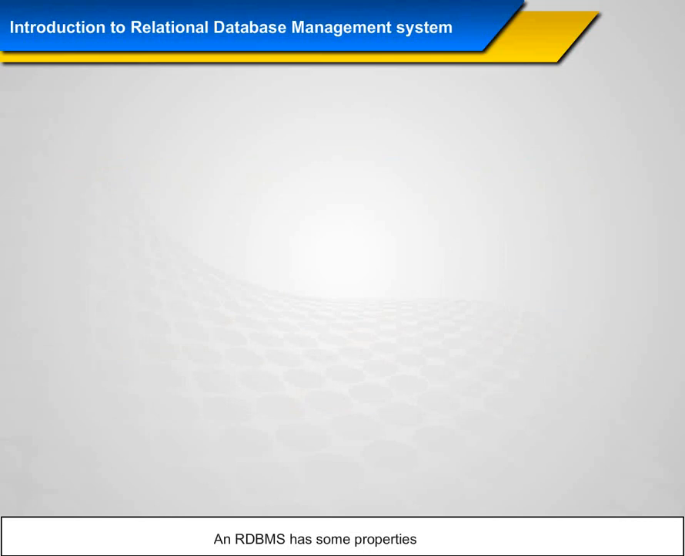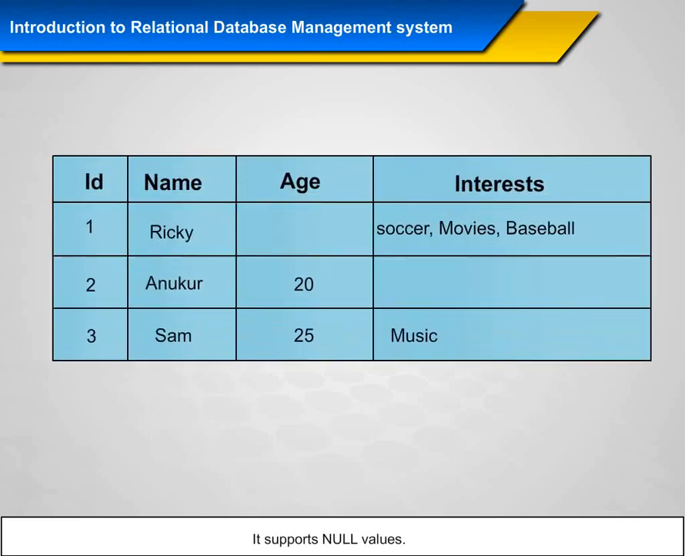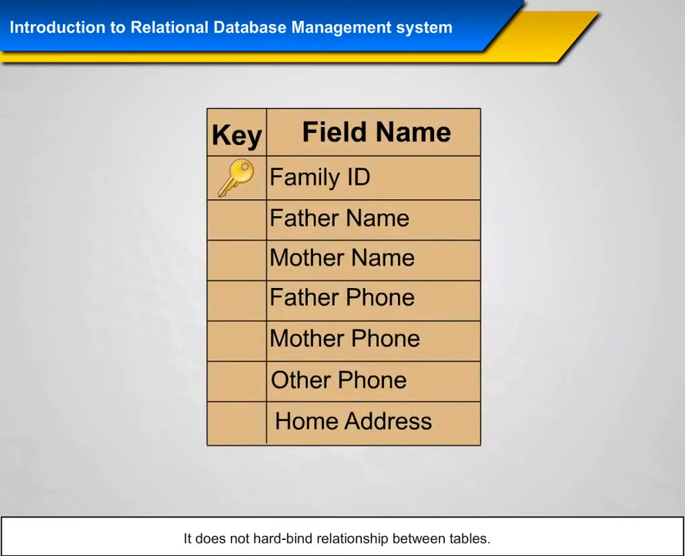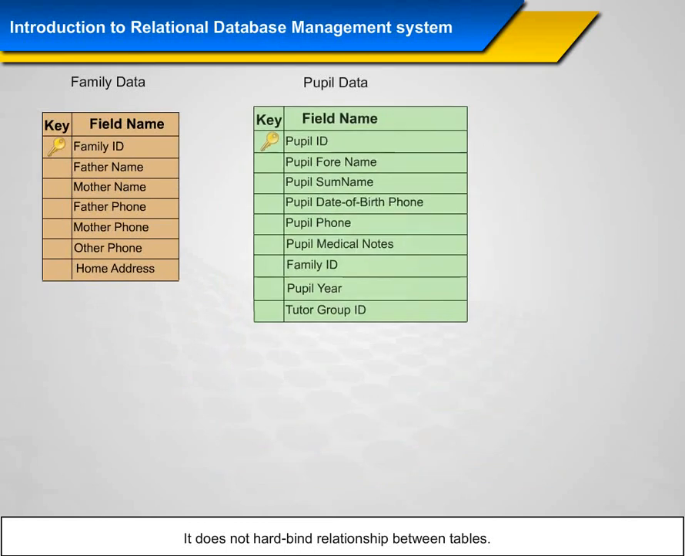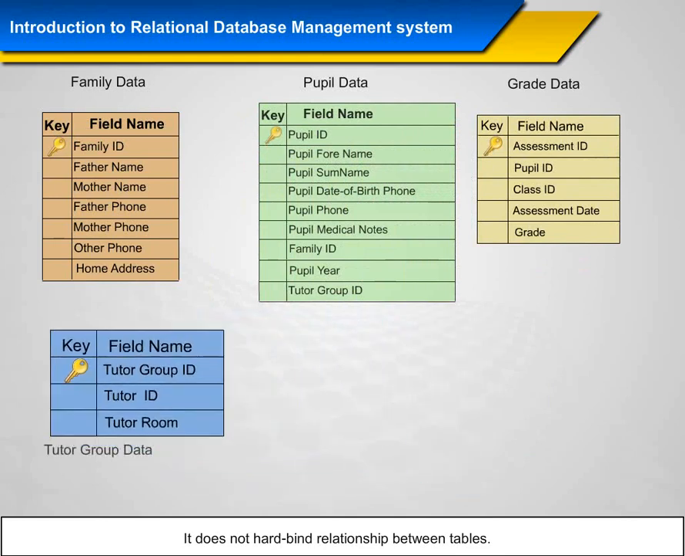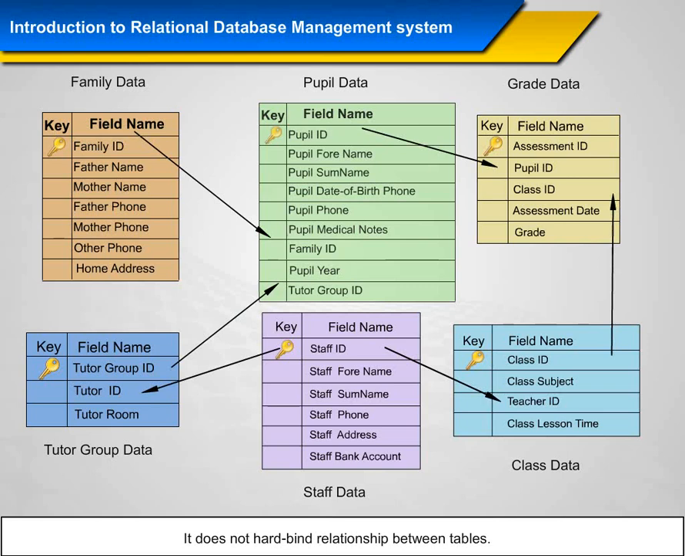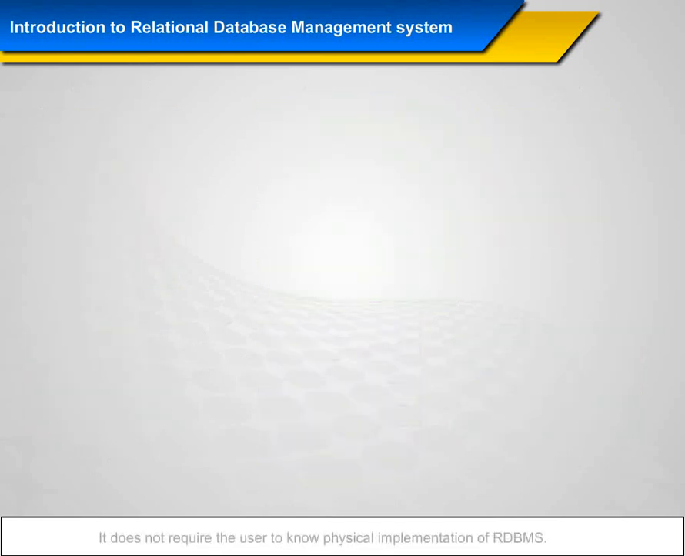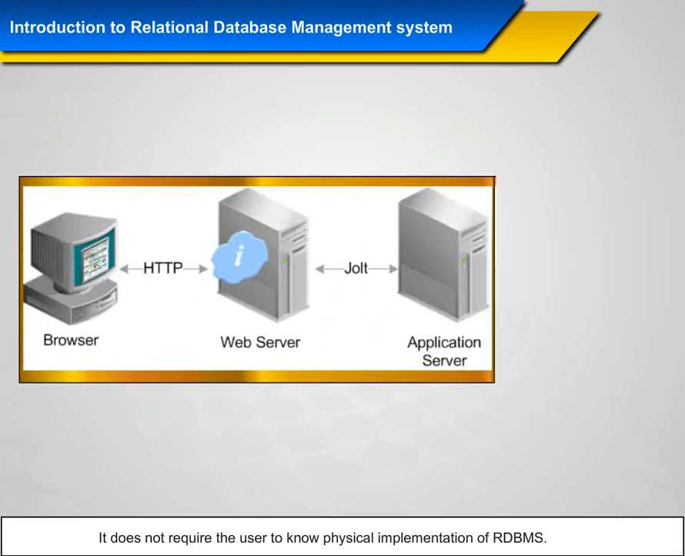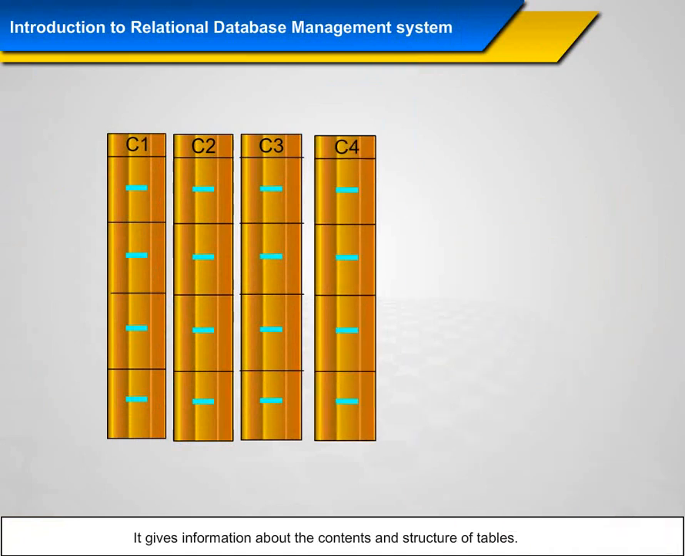And RDBMS has some properties. It supports null values. It does not hardbind relationship between tables. It does not require the user to know physical implementation of RDBMS. It gives information about the content and structure of tables.